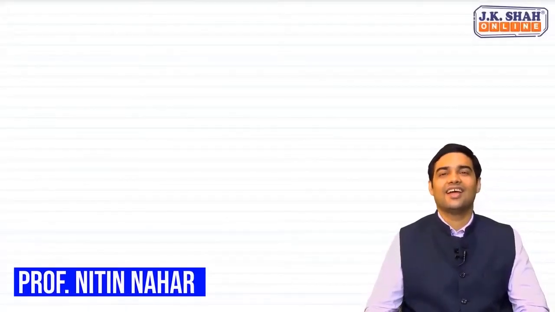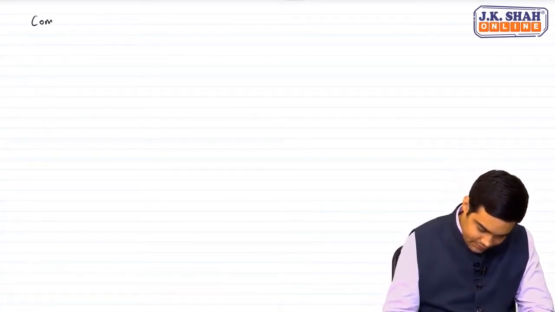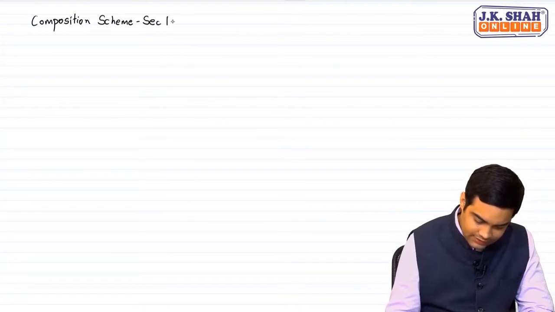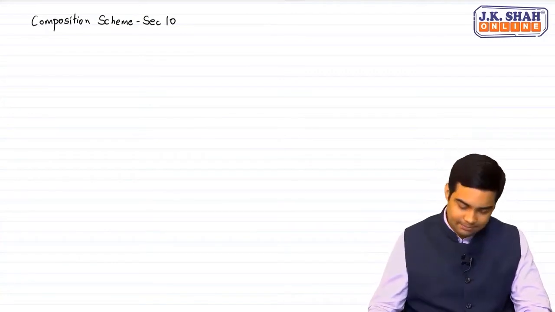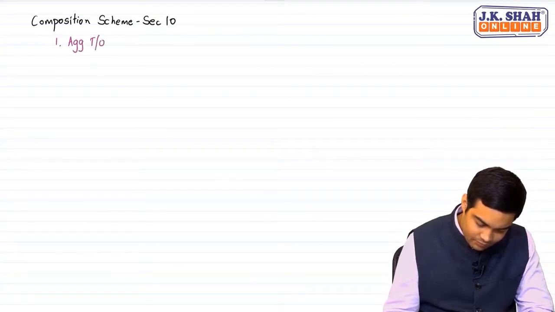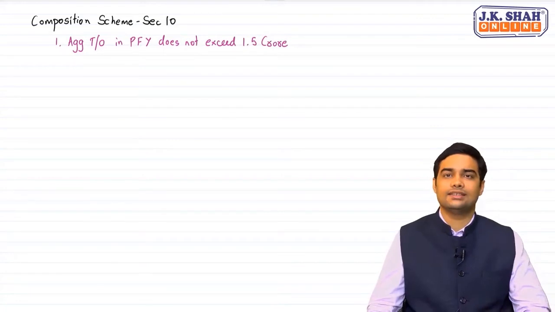Welcome back. In this video, we are going to revise composition scheme. See, the provisions of composition scheme is given in section 10 of CGST Act 2017. We will start with the person who can take this scheme. A person whose aggregate turnover in preceding financial year does not exceed 1.5 crore is eligible to take this scheme.